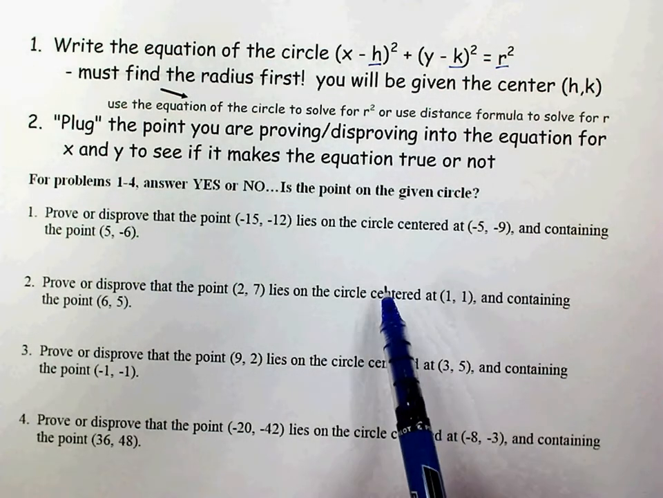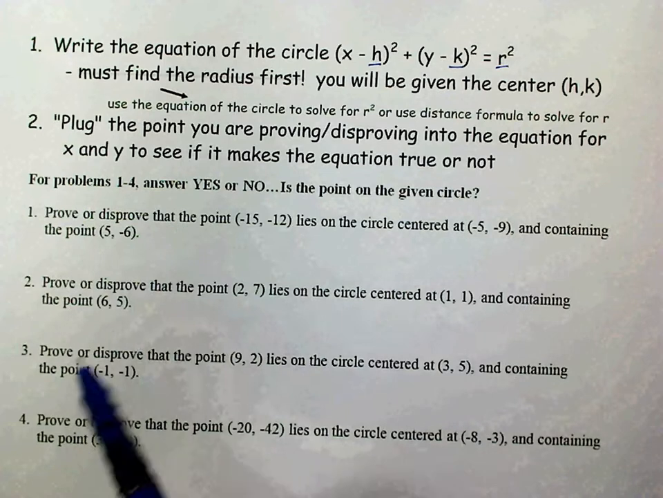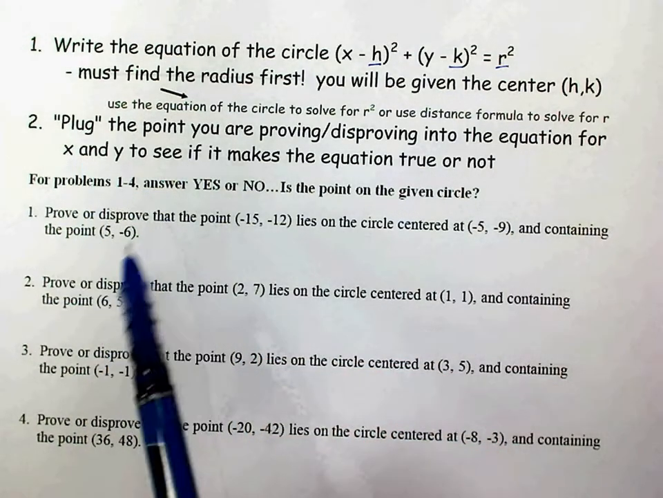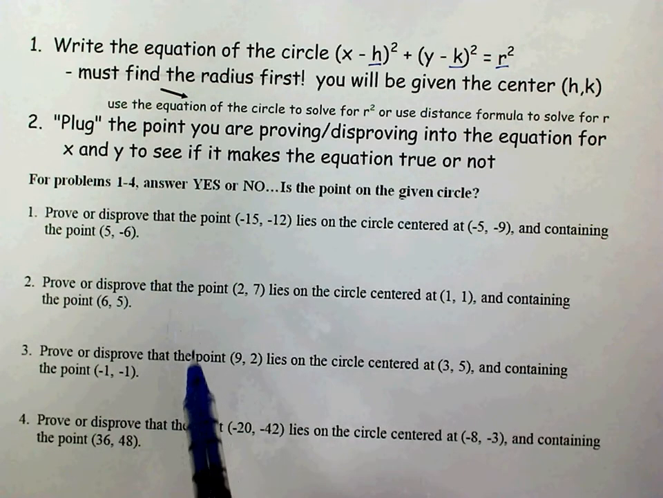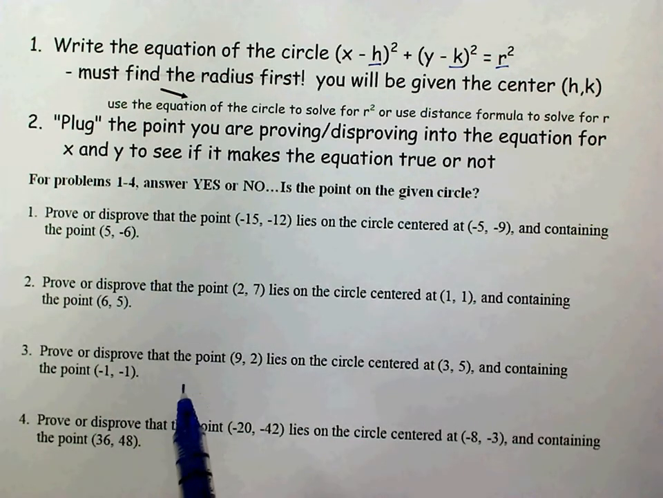After you have written the equation of the circle, then you put the point you're trying to prove or disprove, whether it's on the circle, in for the x and y of your equation and see if it makes it true or not.